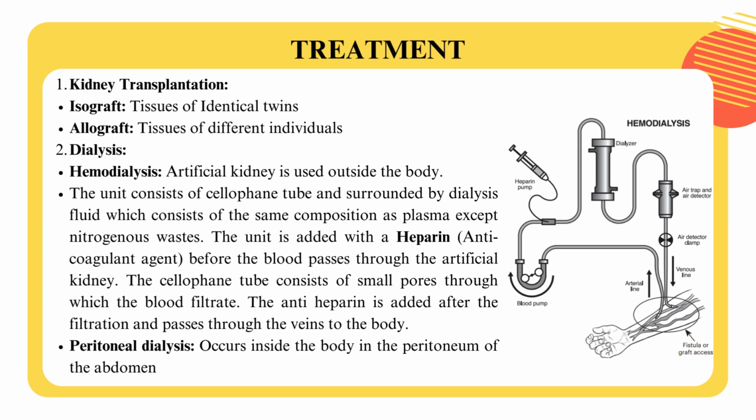The unit consists of a cellophane tube surrounded by dialysis fluid, which has the same composition as plasma except for nitrogenous wastes. Heparin, an anticoagulant agent, is added before the blood passes through the artificial kidney. The cellophane tube has small pores through which the blood is filtered. Anti-heparin is added after the filtration and the blood passes through the veins to the body. Peritoneal dialysis occurs inside the body in the peritoneum of the abdomen. The picture here shows hemodialysis, where heparin is pumped into the artery where the blood passes through. After it is dialyzed through the artificial kidney, anti-heparin is added and passed into the body through veins, and it continues.